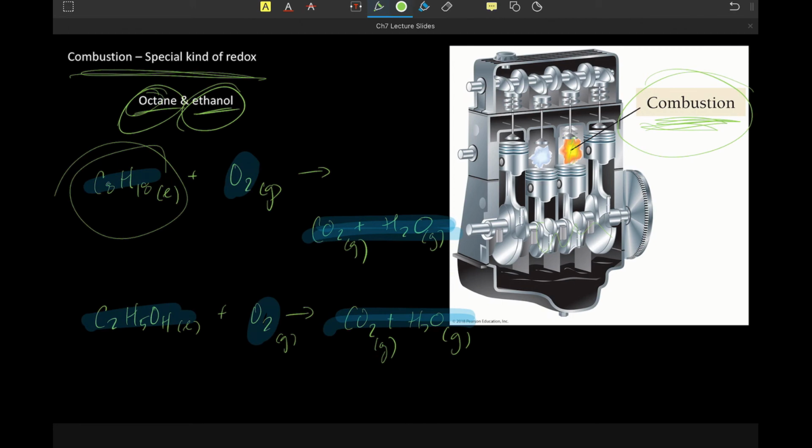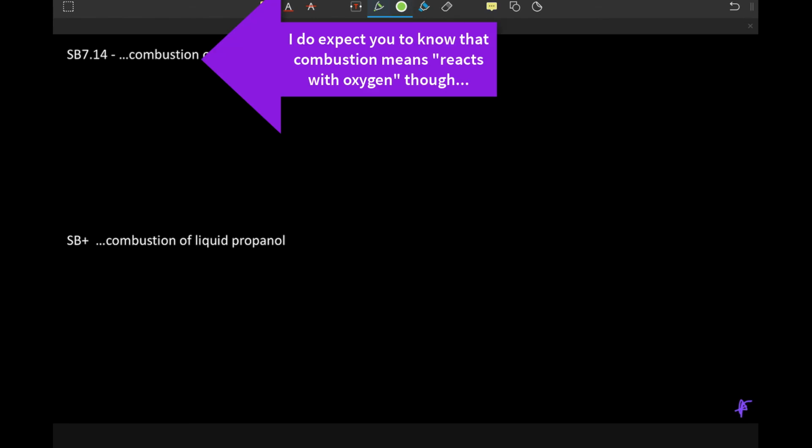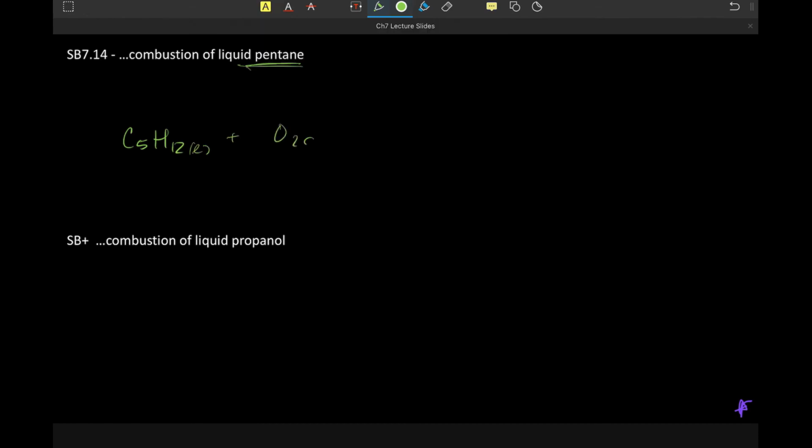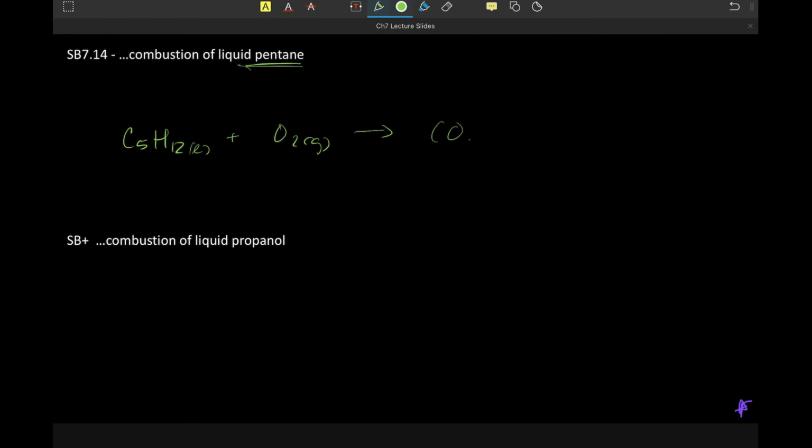Okay, so that brings us to how we write a combustion reaction. Well, we just did it. So pentane, I don't expect you to know the formula for pentane, but that would be C5H12, and it's a liquid. O2, you should definitely know that's a gas. What's it going to make? We have a carbon-hydrogen compound known as a hydrocarbon and some oxygen, and that's going to make CO2 and H2O gas.